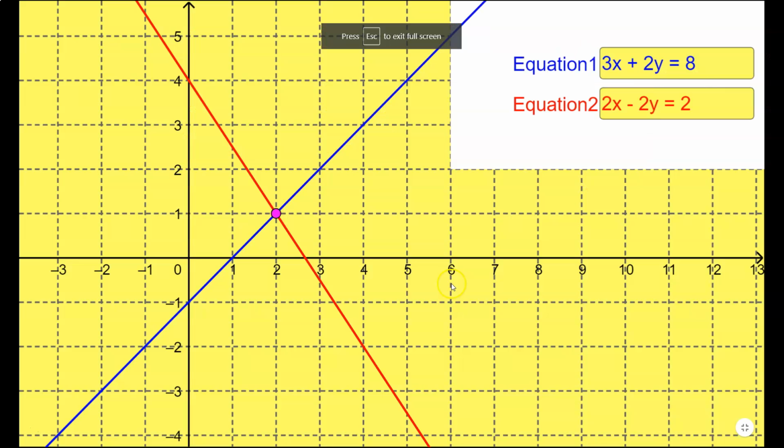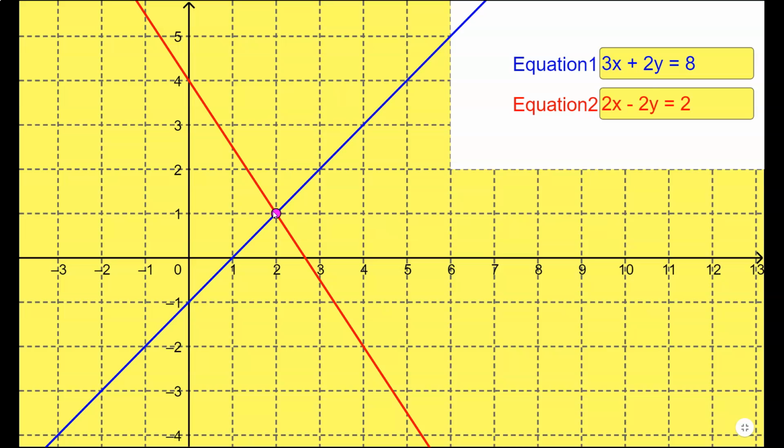So let us start. I've got here two lines. The first one is 3x plus 2y equals 8, the blue line. And the other one is 2x minus 2y equals 2, the red line. If you see the two lines, they cross at this point. They've got this point in common. When you're solving simultaneous equations, all you are trying to find is the coordinates of this point. In our case, the coordinates of this point are x is 2 and y is 1.